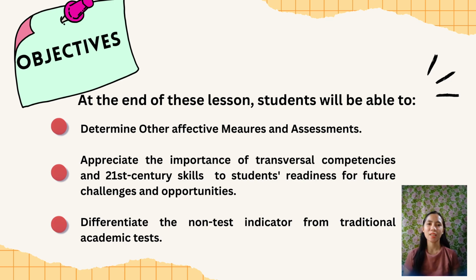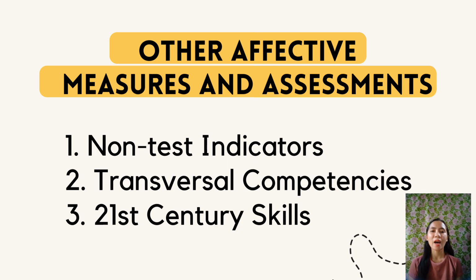At the end of this lesson, students will be able to determine other effective measures and assessments, appreciate the importance of transversal competencies and 21st century skills to students' readiness for future challenges and opportunities, and differentiate the non-test indicator from traditional academic test. So let's discuss other effective measures and assessments.